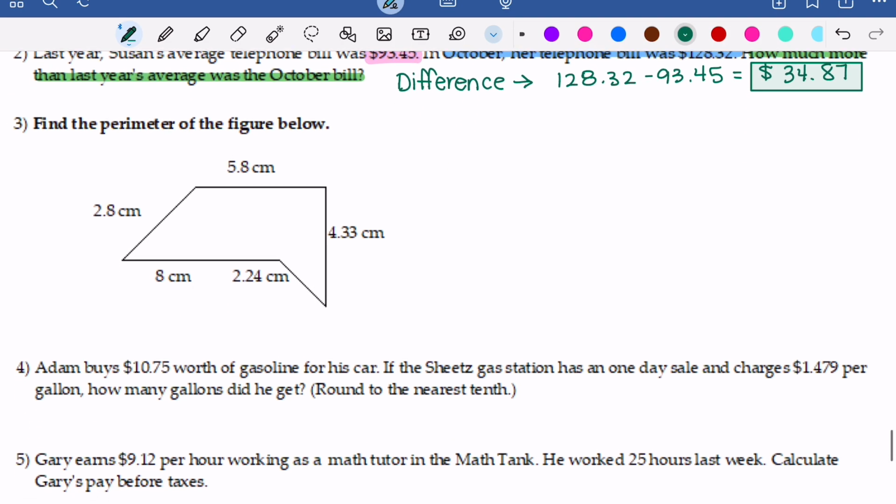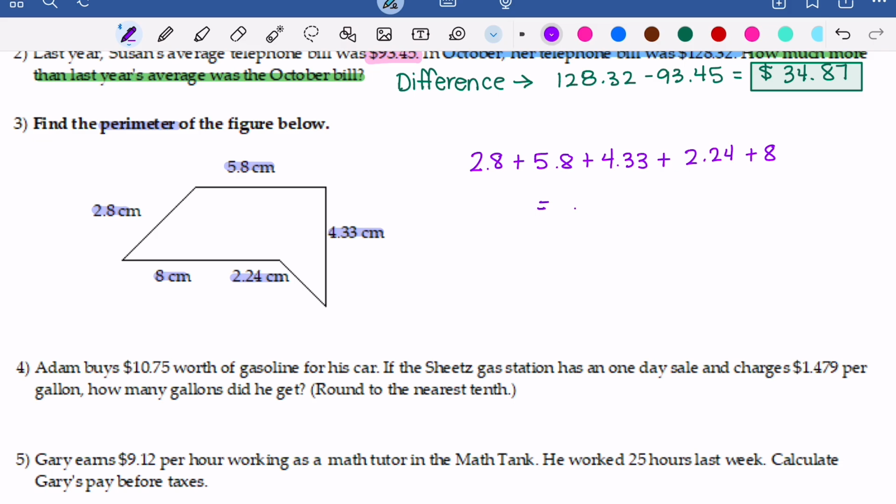Okay, the next one asks us to find perimeter. Okay, well, perimeter is just the distance around the entire figure. So we're going to take each one of these sides and we're going to add them up. So we've got 2.8 plus 5.8 plus 4.33, 2.24, and 8. And we're going to add all of those up.